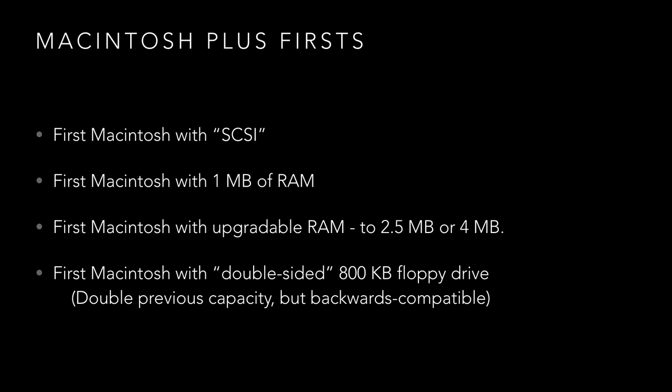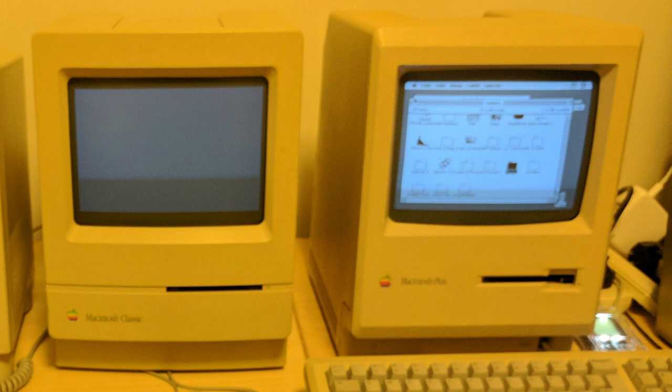And it was also the first Mac with a double-sided 800 kilobyte floppy drive, which was double as in, you know, twice 400, which was the original. But it was backwards compatible. So last year I brought in a Mac Classic. Here is the two of them side by side. On the left is the Classic, on the right is the Plus.